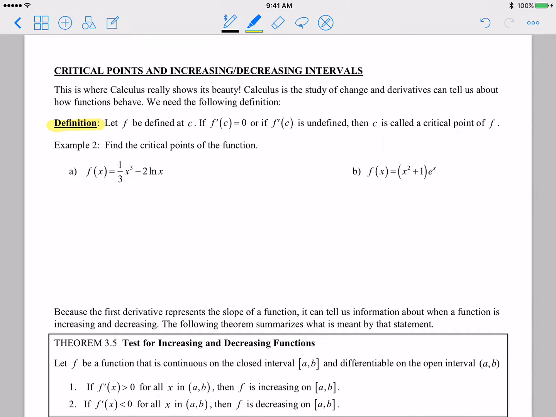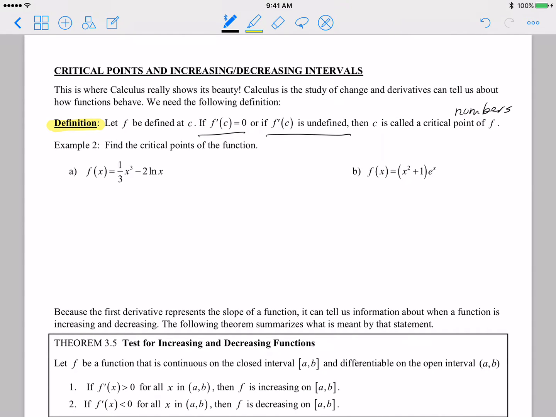Definition: let f be defined at c. If f prime of c is equal to 0, or if f prime of c is undefined, then c is called a critical point of f. And sometimes we call these also critical numbers. Okay, so critical numbers, some textbooks will use that terminology as well. Okay, so example 2, we want to find the critical points of the function. So f of x is equal to 1/3 x cubed minus 2 natural log of x.